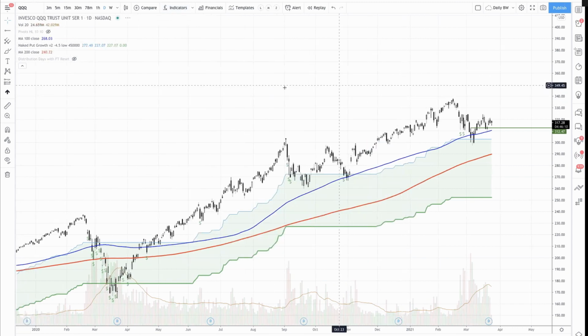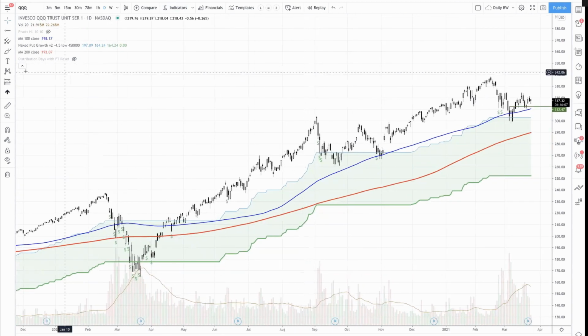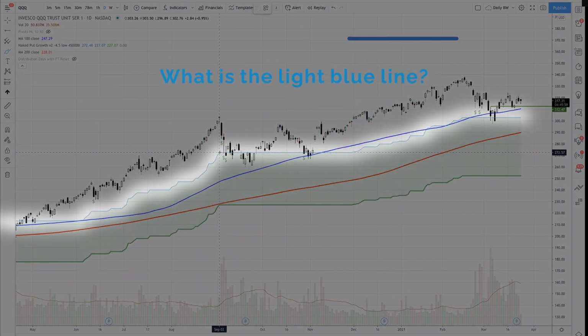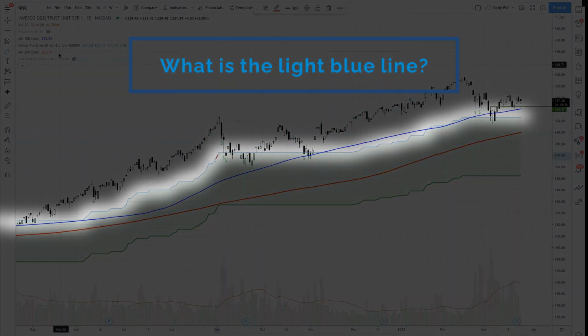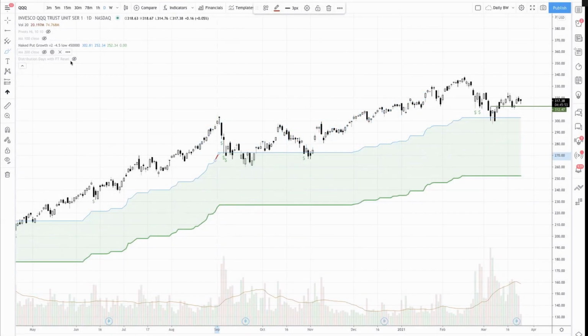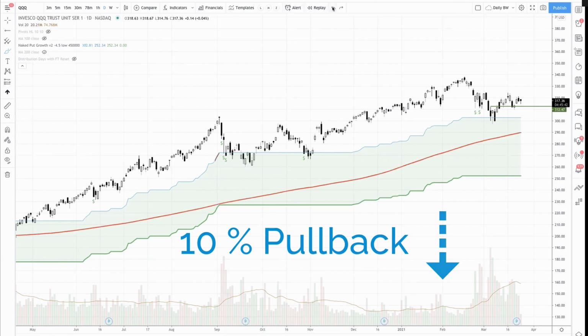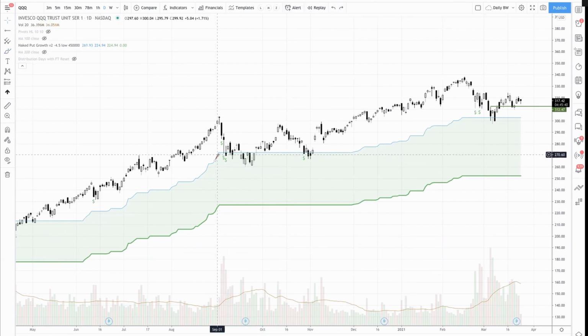So a couple questions about the indicator itself. Hopefully I can answer all those queries. So the first thing that I want to explain is this light blue line, and I'll turn off my 100 and 200 simple moving average just to clarify it a little bit. But this light blue line that goes across here, essentially what that represents is a 10% pullback. And if you're asking a pullback from what, that is a great question, and the answer is the highest close. So on candles like this, we have an upper wick.